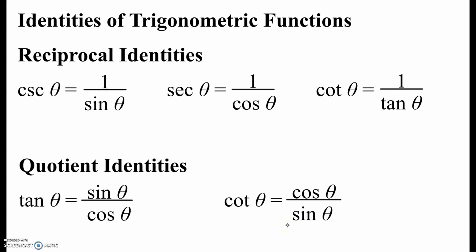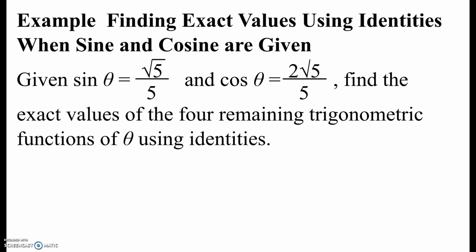And we can use these 2 types of identities to come up with some values for trig functions if we're given certain other values. For instance, if we know that sine theta is square root 5 over 5 and cosine theta is 2 times the square root of 5 over 5, we can find the value of the other 4 trig functions.